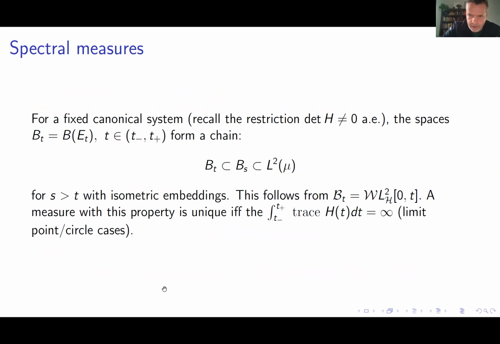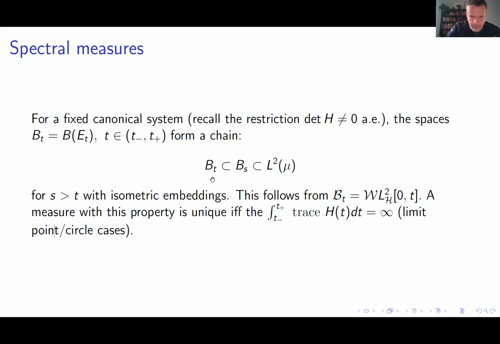All right. So, as we can see from the definition of the Weyl-Fourier transform, the de Branges spaces that appear from a fixed canonical system form a chain. They are isometrically embedded into one another, and all are embedded into L2 of mu, where mu is the spectral measure. Of course, in the case when H is the identity matrix, the spectral measure will be the Lebesgue measure, the spaces will be the Paley-Wiener spaces, and this is the simplest example of such a chain that you can give.